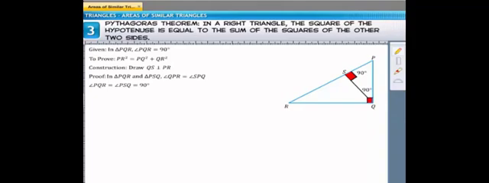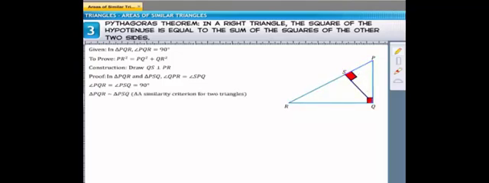By the AA criterion of similarity, we know that if two angles of one triangle are equal to two angles of another triangle, then the two triangles are similar. Hence, the triangle PQR is similar to triangle PSQ.